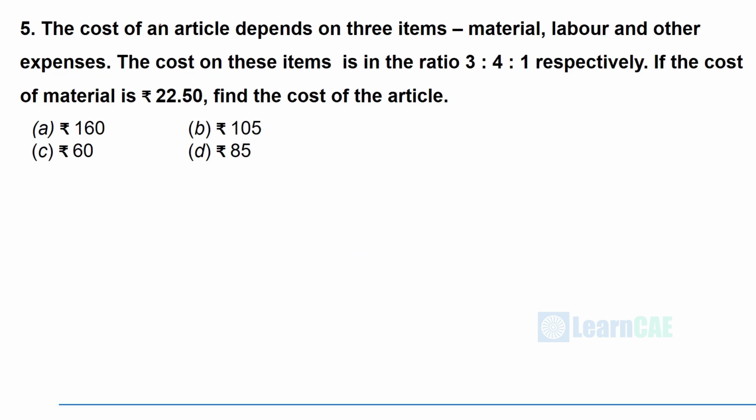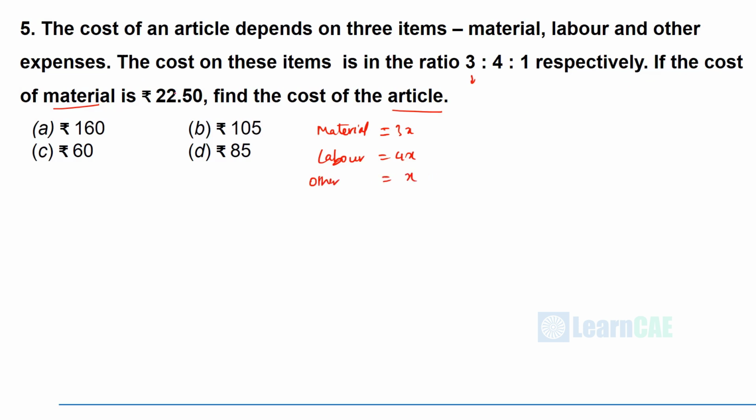Next question. The cost of an article depends on 3 items: material, labor, and other expenses. The cost of these items is in the ratio 3 is to 4 is to 1 respectively. If the cost of the material is 22.5, find the cost of the article. So, they have given the cost of the material, that is for the ratio 3x. So, let the ratio of material be 3x and the next one is labor. Labor is equal to 4x and other expenses. This is equal to x.